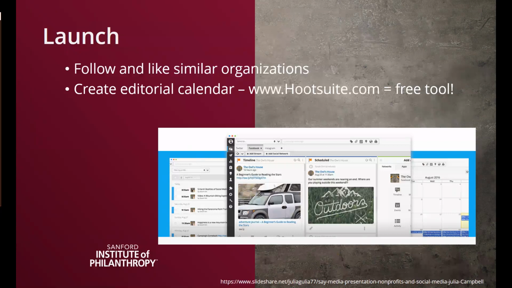But when you build out your editorial calendar, don't ever think of it as set in stone. You want to be nimble. You want to be able to react to things that are happening, viral messages, things that you can use to really amplify your message.